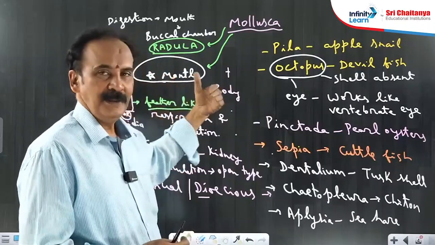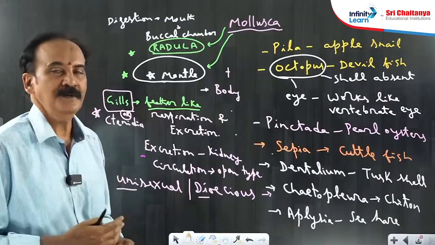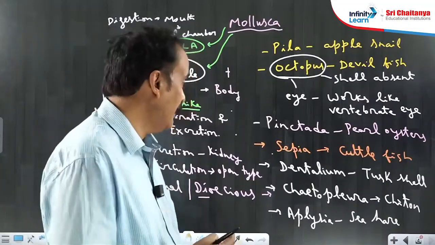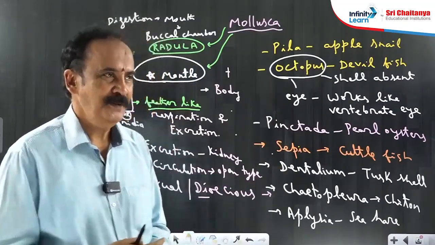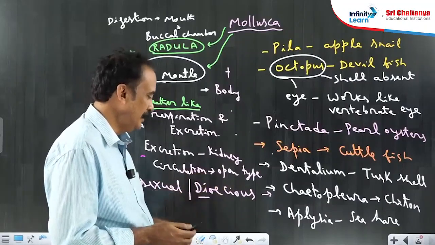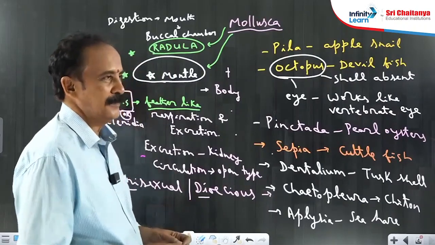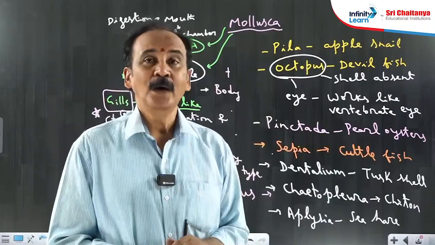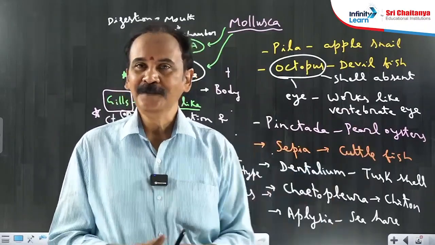Annelida is special where they developed for the first time metamerism or segmentation. They have developed the real coelom and they developed circulation, right? So these are mostly the vital or important characters related to the group. And the next group is Echinodermata. Echinodermata is special by having the special system called vascular system. It is not canal system. Don't confuse with canal system.